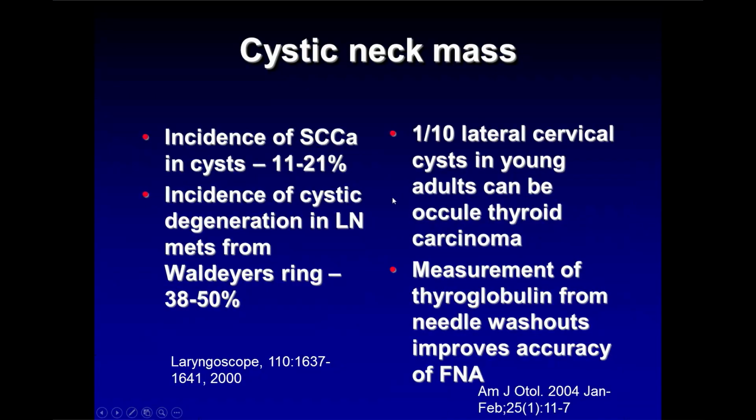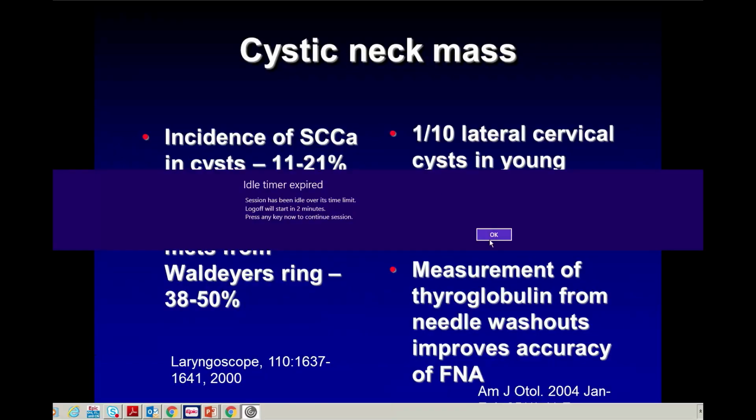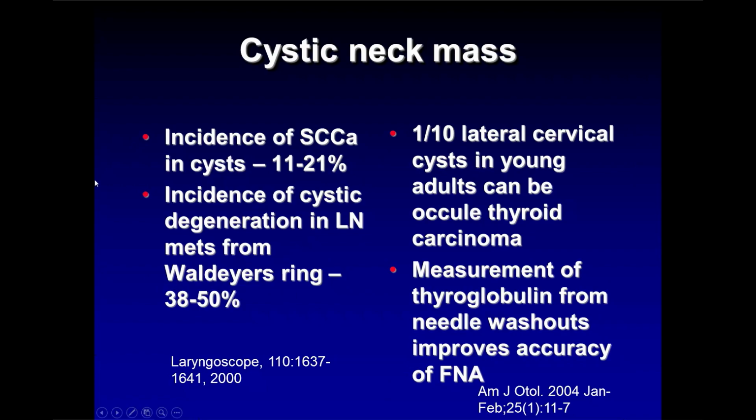The incidence of squamous cell carcinoma in cysts is not insignificant. It's anywhere from 11 to 21%. And when you look at it, the cystic degeneration in lymph node mets from Waldeyer's ring is up to 50%. So what that says is many of the malignancies from the tonsil and base of tongue may have lymph nodes that manifest themselves as a cystic lymph node. So it's really key to keep that in mind.